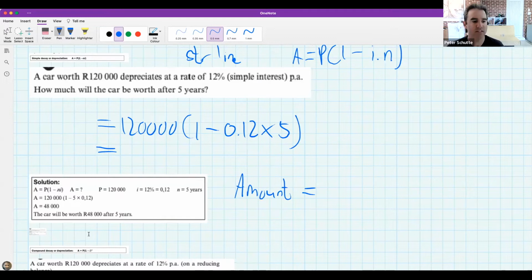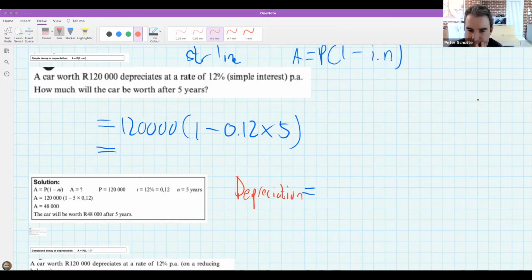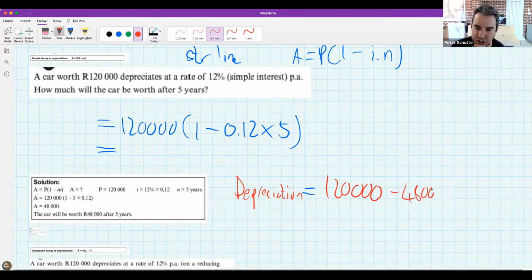Because you're telling me that the car is worth 48,000 now, but I want to know how much is the depreciation, how much value has been lost. Pop your answer for that in the chat. Okay, so you guys are clever. You started out in life with 120,000. That's how much it was worth originally, and in the end it was worth 48. So the depreciation will just be whatever that is, which is 72,000. Okay, awesome.